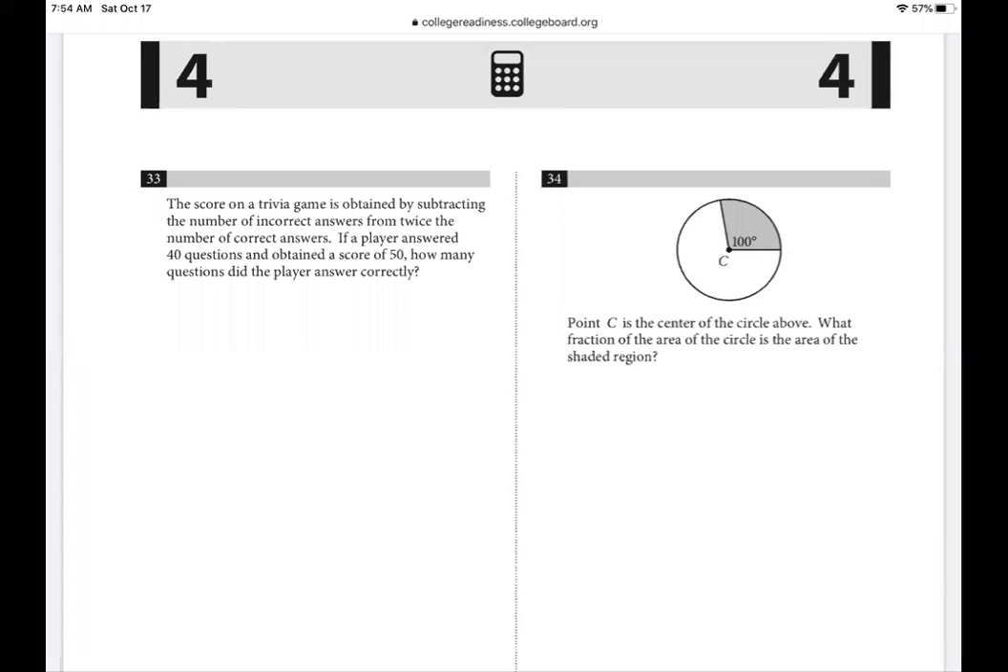Welcome back to SAT Math Practice, one page at a time with hints and tricks. This is practice test 7, section 4, which you are allowed to use a calculator for. Questions 33 and 34. These are the grid-in, or I would say open response questions, non-multiple choice.